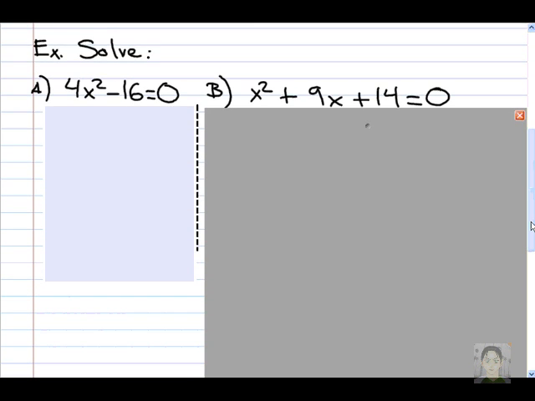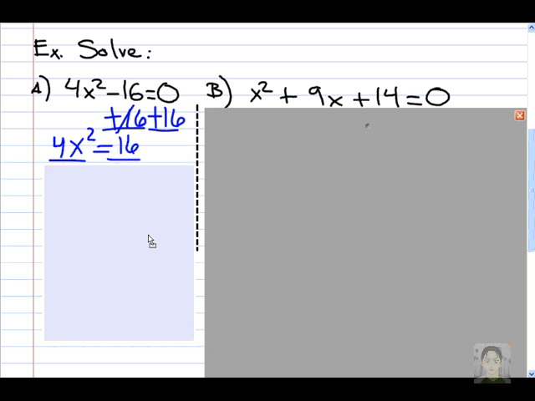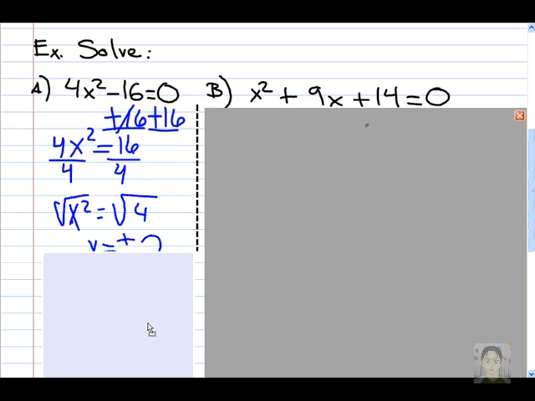Now let's get to our two examples. Example A, 4x squared minus 16 equals 0. This example actually can be solved by the quadratic formula, but I want to review the fact that you don't have to use it. You can just simply add 16 to both sides, then divide by 4, and lastly take the square root of both sides to get a positive and a negative 2 for this particular problem. You may apply the quadratic formula and get the same answers.